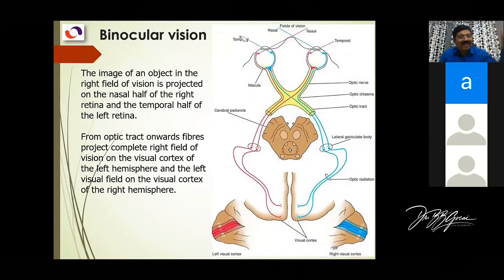So temporal part, like myself looking here, and I will close this eye, I have one circle. That is my field of vision. This is my field of vision, temporal field of vision. And this one is nasal field of vision. Okay, the temporal field of vision will fall on this eye, on the nasal part of the retina. And the nasal part of the field of vision will fall on the temporal part of this retina.